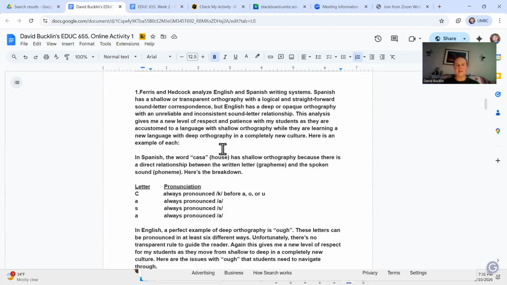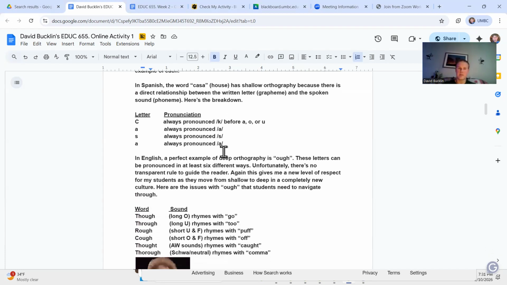Ferris and Hedgecock analyze English and Spanish writing systems. Spanish has a shallow or transparent orthography with a logical sound-letter correspondence. But English has a deep or opaque orthography with an inconsistent sound-letter relationship. This analysis gives me a new level of respect and patience for my ELD learners. Here's an example of each.